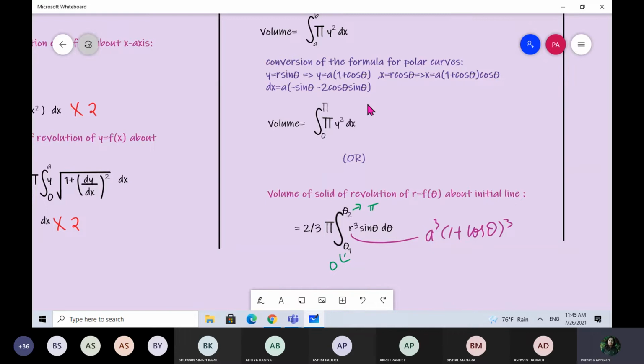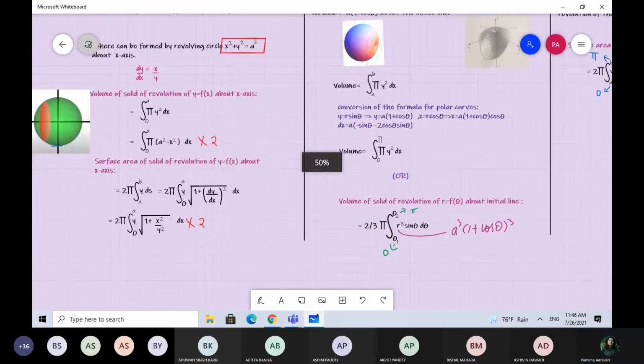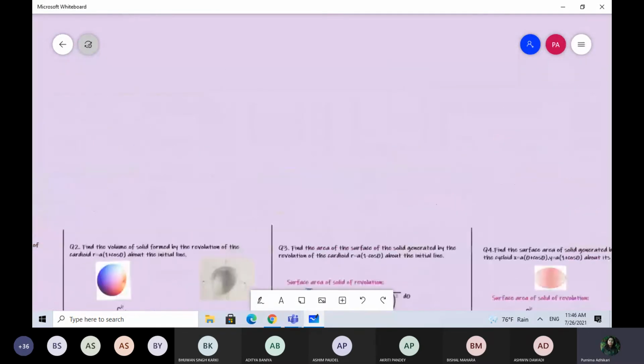If you memorize this formula, you can skip this step. Only the conversion step will be reduced. Otherwise, it's not going to take too much time here either. The integration is easy in this case too. So it's your choice.